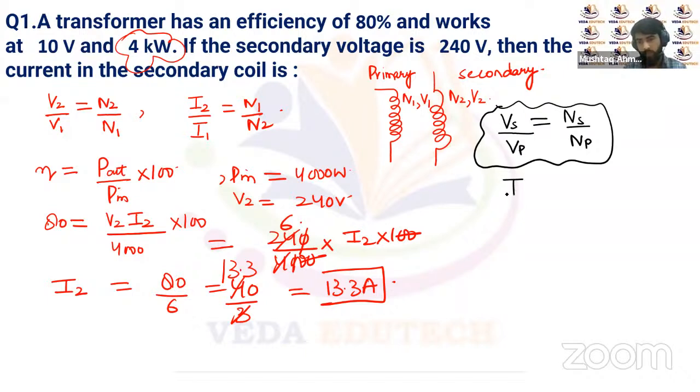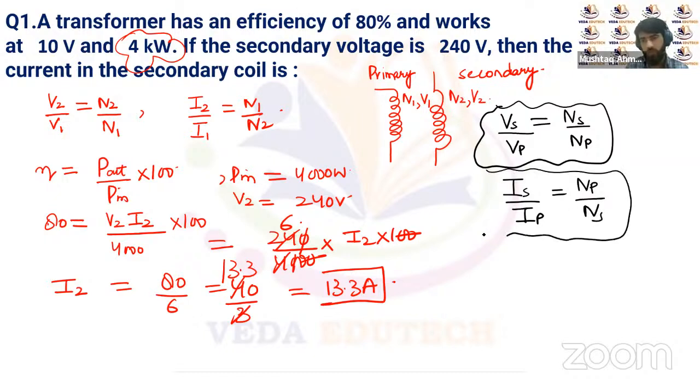And similarly, the ratio of current through the secondary and the primary, that's Is upon Ip, will depend upon the number of turns in the primary, that's Np upon Ns, right? This is the second equation, which is very important. Now this equation is applied when there is 100% efficiency, or for an ideal transformer.